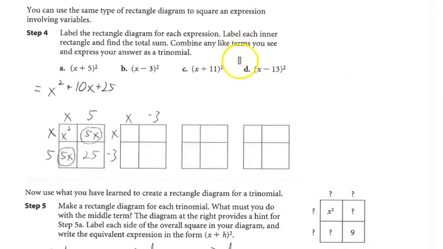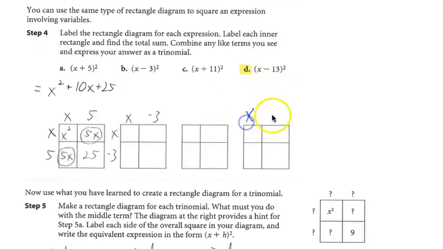We can use this same idea to square expressions with variables in them. Let's take a look at letter D. All right, x minus 13 squared. Now we're going to resist the temptation to just distribute that exponent of 2. Because let's see what happens when we really multiply x minus 13 times x minus 13.